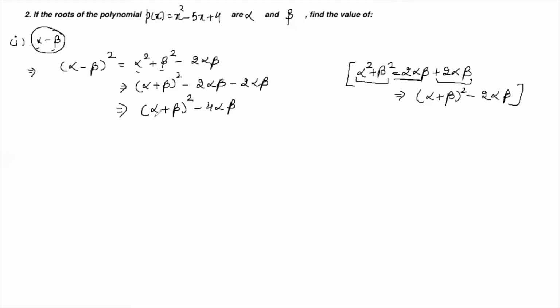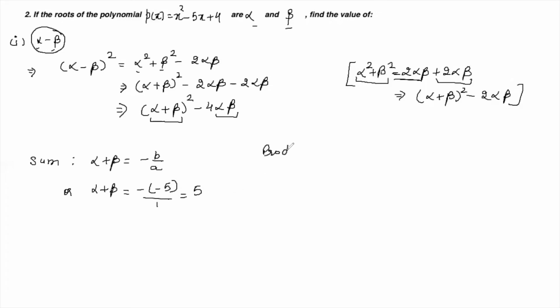Now I need to find the value of alpha plus beta and alpha beta. How can I find that? I have the roots alpha and beta, so I can find the sum of the roots. The sum of the roots is given as alpha plus beta equals minus b upon a, or alpha plus beta equals minus of minus 5 upon 1, that is equal to 5. Also, the product of the roots is given as alpha into beta equals c upon a. What is c? 4, and what is a? 1, that is equal to 4. Therefore alpha beta is equal to 4.